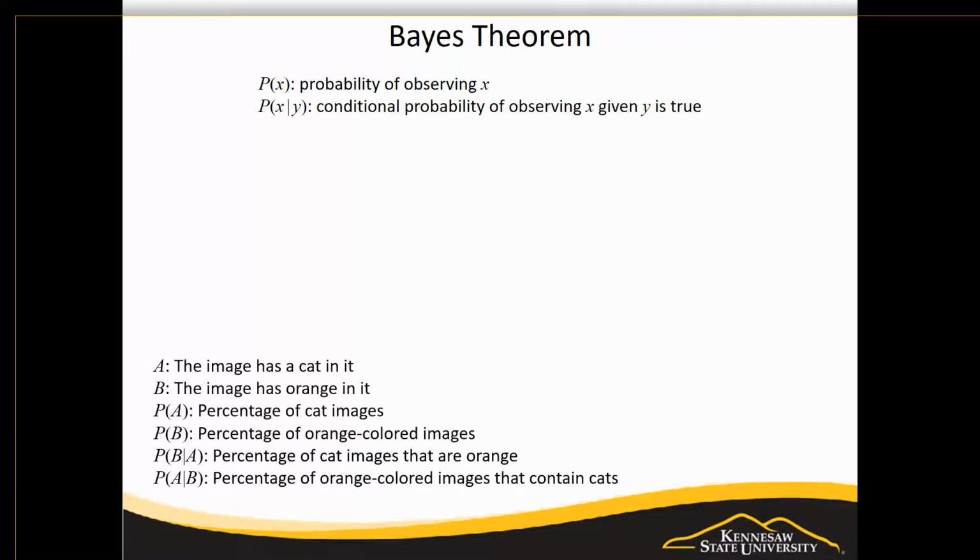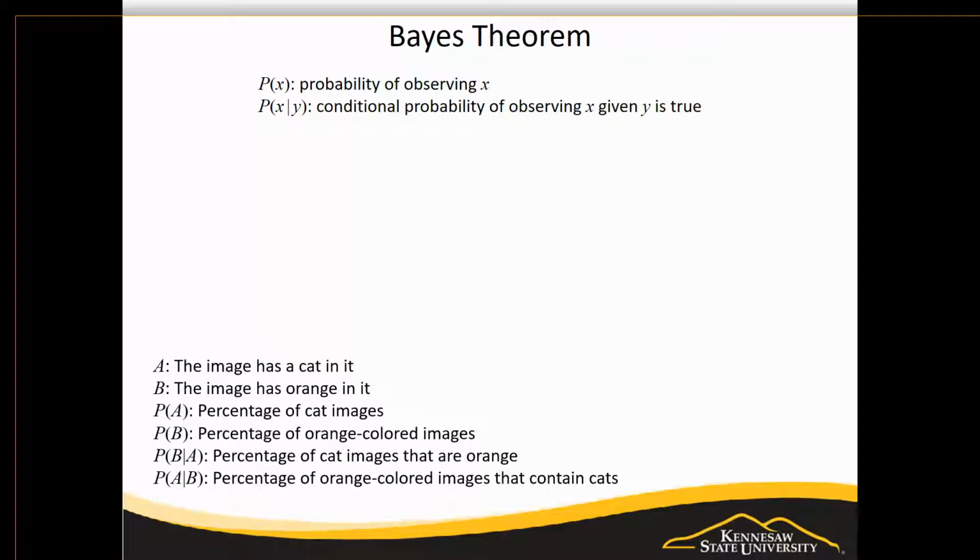Okay, so in this example, I'm going to talk about cats and images. A is going to be that an image has a cat in it. That's what A means. And B is that an image has orange in it. It's very simplified, how much orange, where's the orange, whatever. This is just a simple example, but whether an image has orange in it or whether it doesn't.